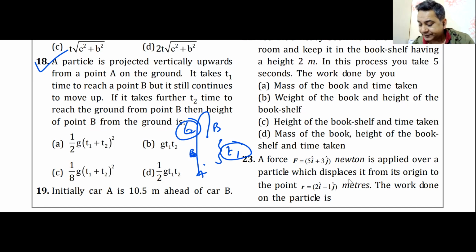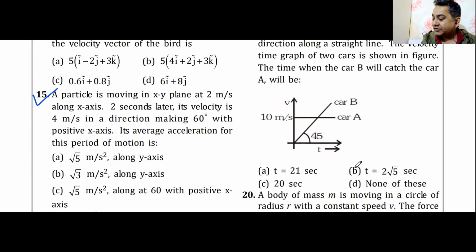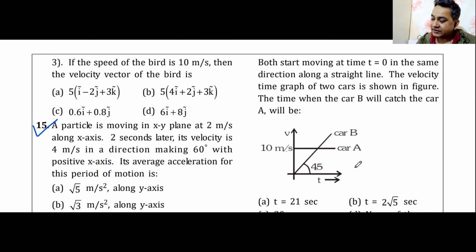So mind that. If a question is of a single line, it may be the most difficult question in the paper. Initially, a car A is 10 meters ahead of car B. A simple question of relative motion, I think. Both start moving at time t equal to 0 in the same direction along the same straight line. The velocity-time graph of the two cars is given in the figure. The time when car B will catch car A will be how much?